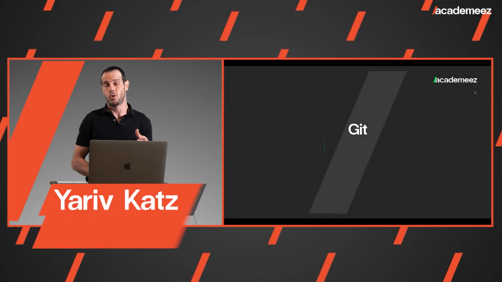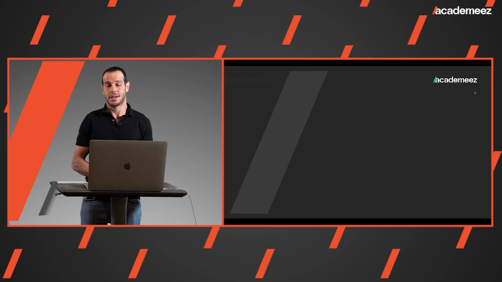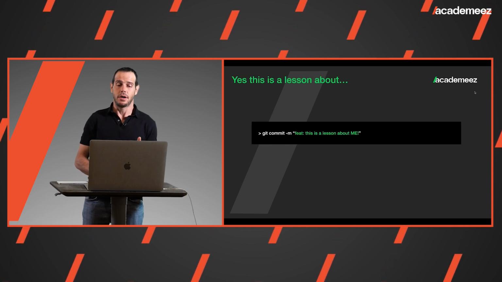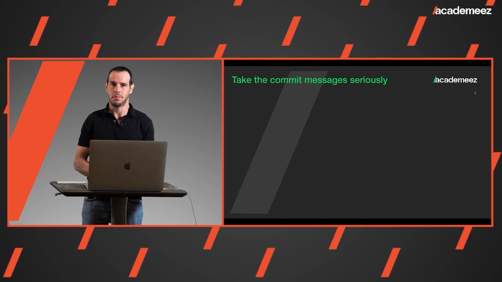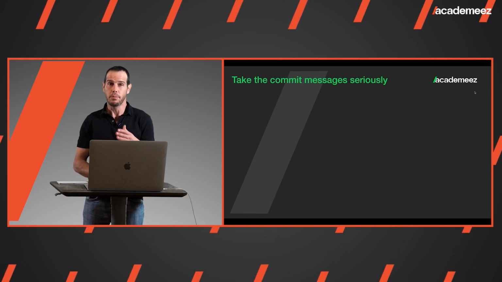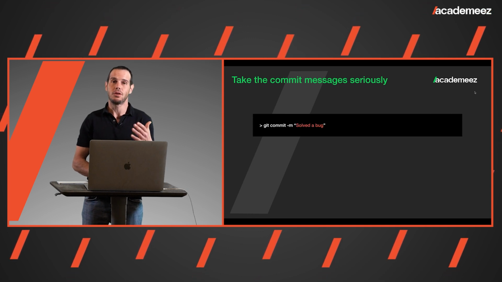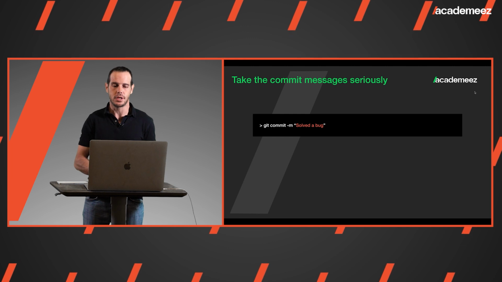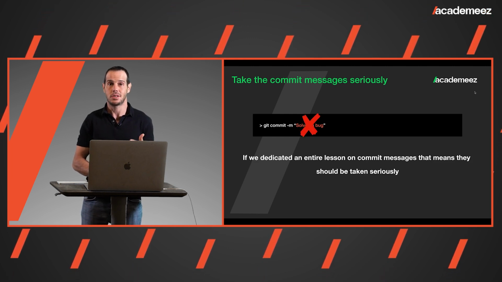In this lesson, we are going to talk about commit messages. Yes, we are dedicating an entire lesson to those pesky messages that we have to add at the end of a commit. And if we're dedicating an entire lesson, that means that those commit messages are actually more important than what you think. So we need to stop taking those commit messages as a chore and writing some obscure messages that are not understandable, and we need to take those commit messages seriously.